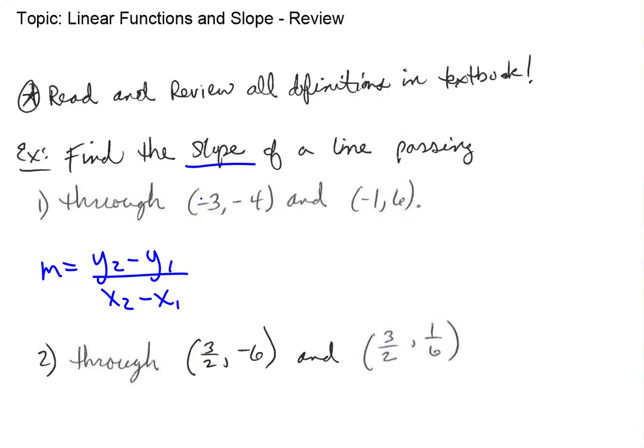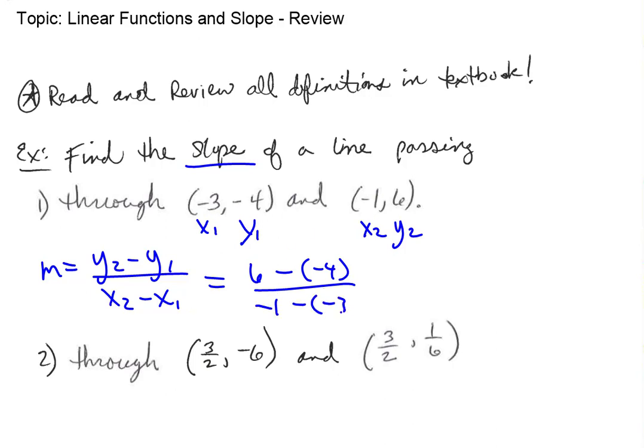And then we'll go ahead and label these points. It doesn't really matter which one you call which. I'll just call the first one the ones, so x1 and y1, and the second one the twos, so x2 and y2. And then we'll plug the numbers in accordingly. So y2 minus y1 would be 6 minus -4, over x2 minus x1, which would be -1 minus -3.